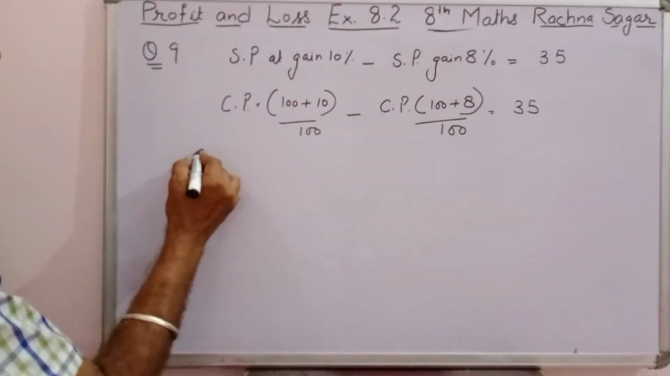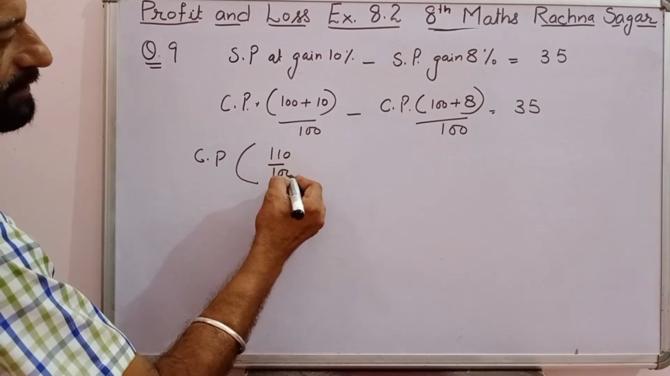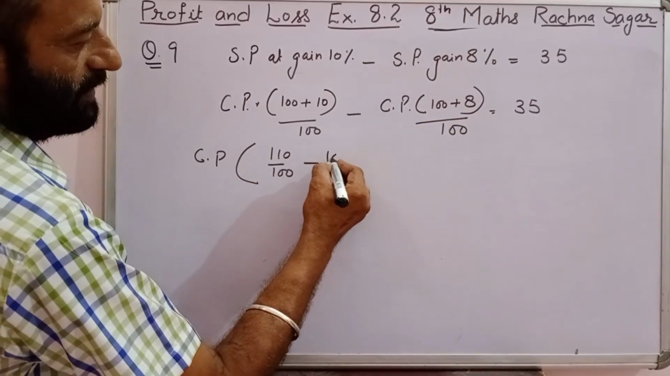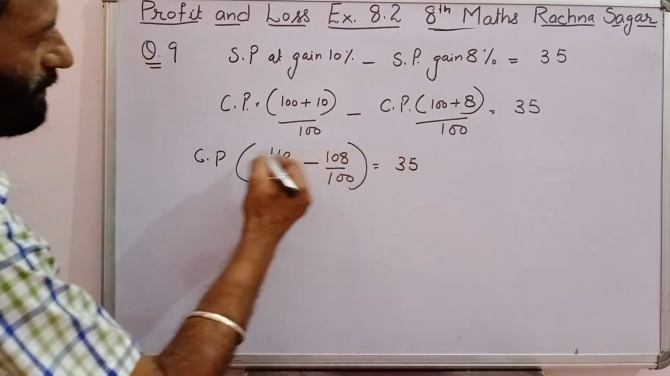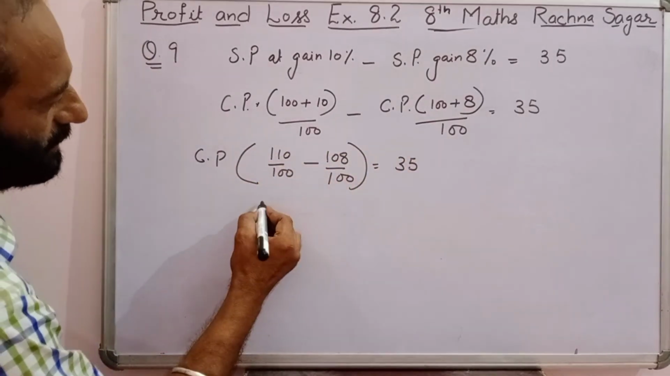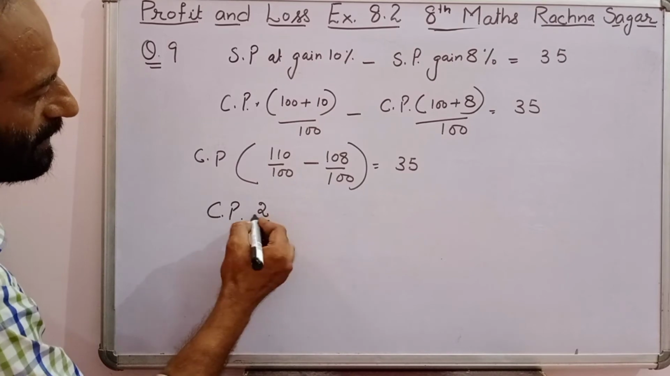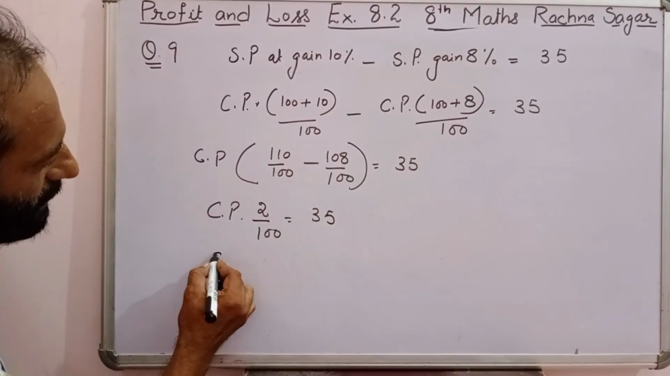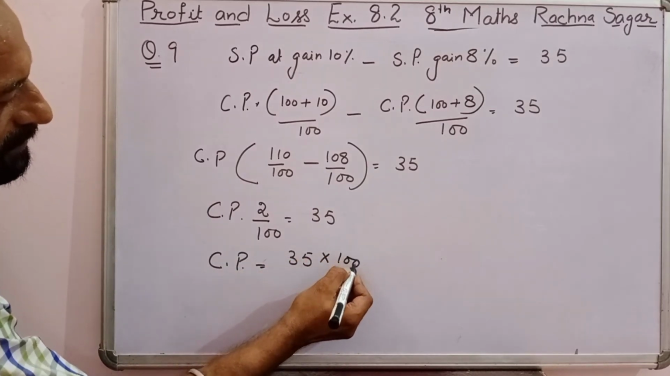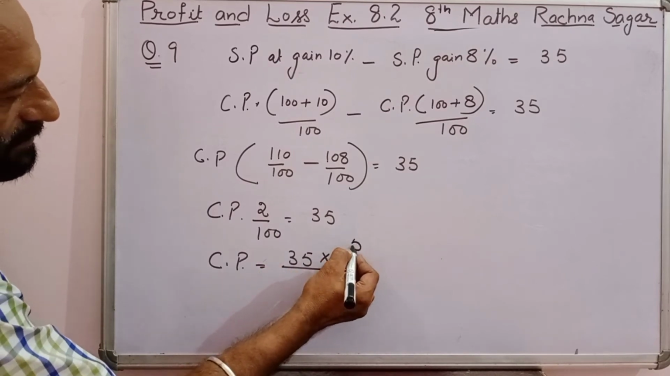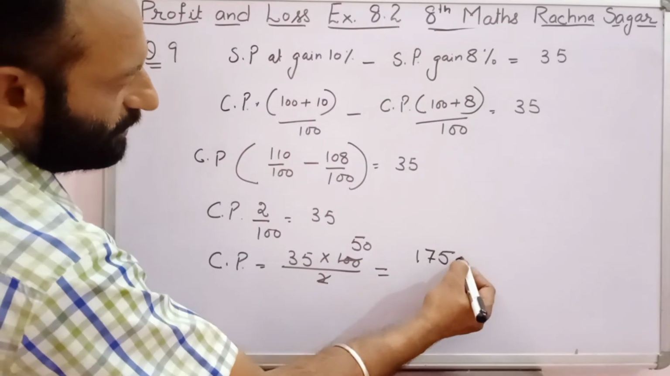So now CP we will take common. So 100 plus 10, 110 over 100 minus 100 plus 8, 108 over 100, is equal to 35, or 110 minus 108, that is 2 over 100 into CP is equal to 35, and we get cost price of the tape recorder is equal to 35 into 100 over 2, that is 1,750 rupees.